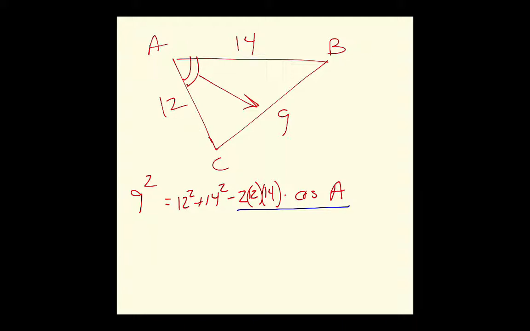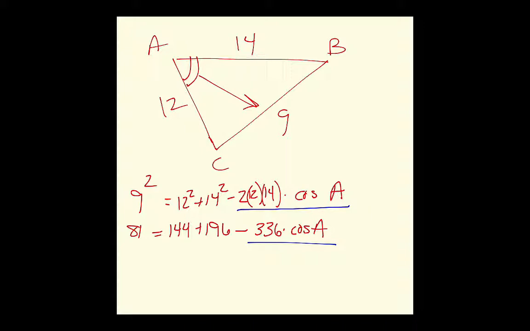So you can't add that stuff together. What I can do is say 9 squared is 81, 12 squared is 144, 14 squared is 196. I can go ahead and multiply the 2 times the 12 times the 14, so it would be minus 336 times the cosine of A. But again, that is one number, so I can't add that with the 196.